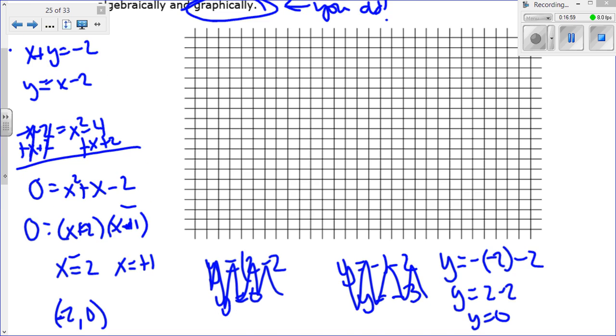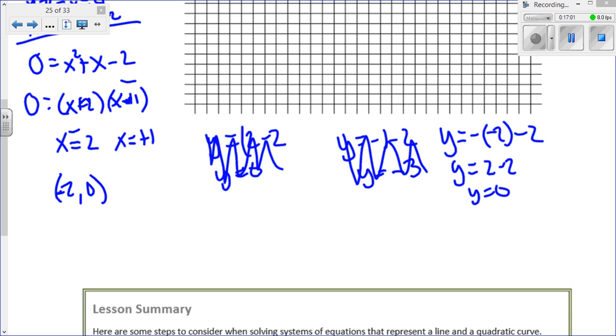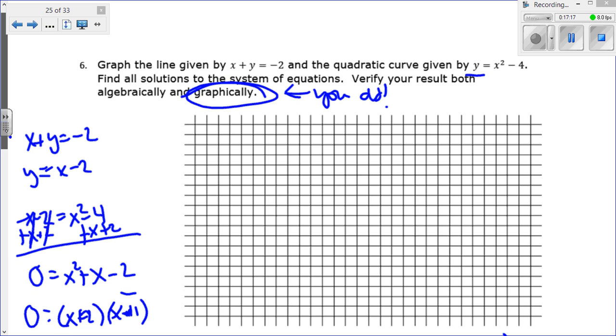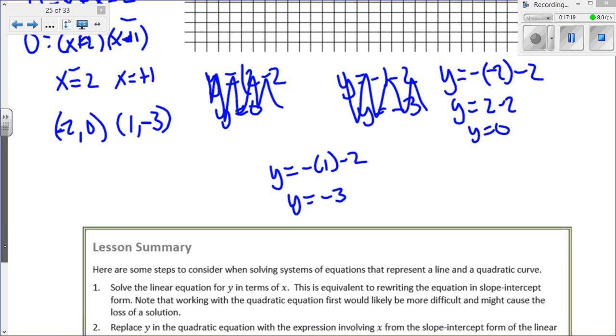And then if I put in 1, so y equals negative 1 minus 2. So y equals negative 3. So negative 3. Alright, make sure you do that graphically and go back and do those two other ones.